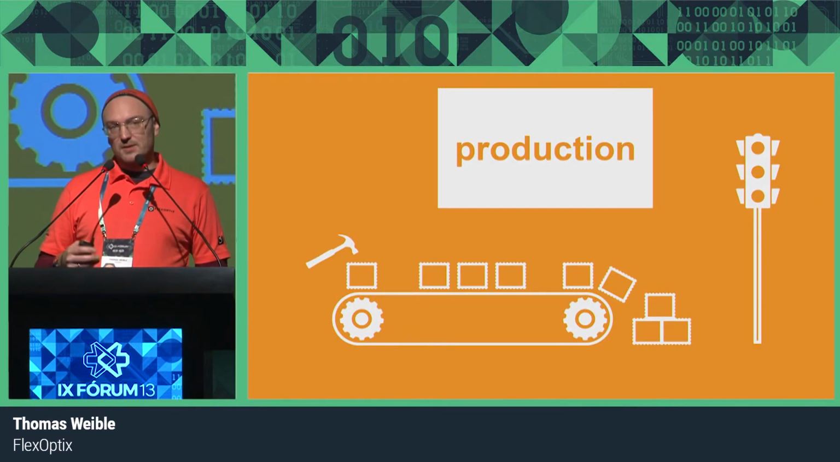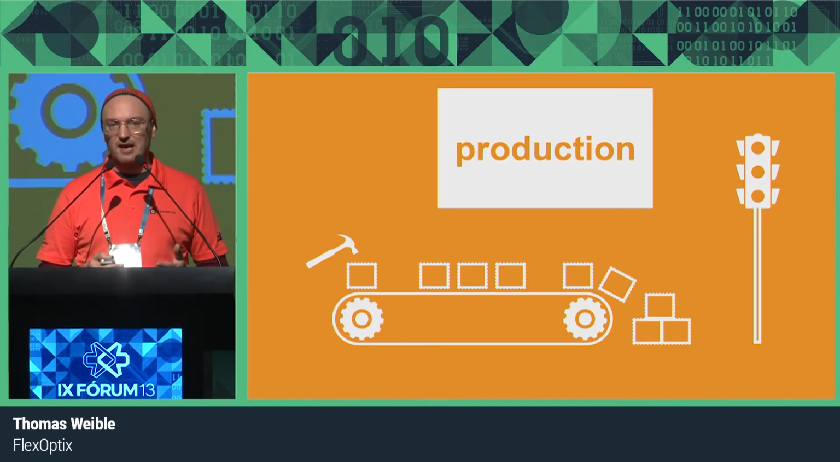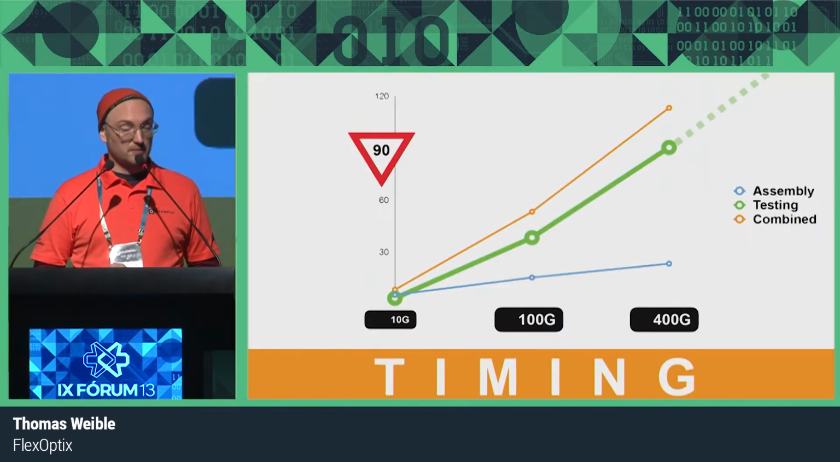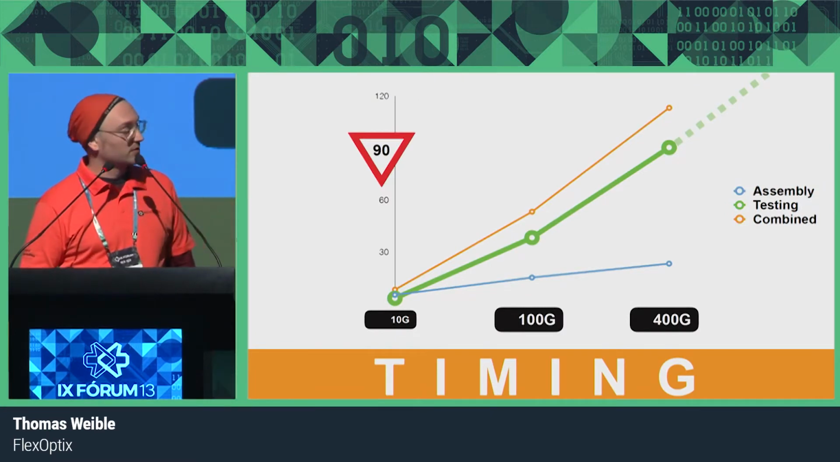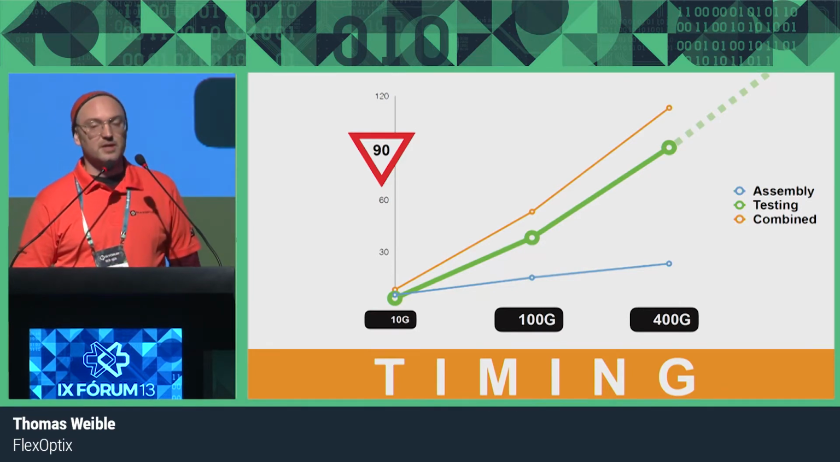So when it comes to production of these parts, especially in the optical transceiver field, there could be a lot of things to cover and to talk about, and this would definitely extend this talk. But I want to point out one important thing that I think is quite important to know. It's about the timing. On this diagram, the x-axis shows the 3 generations of transceivers: 10 gig, 100, and 400 gig. And on the y-axis, it's the timing in minutes.